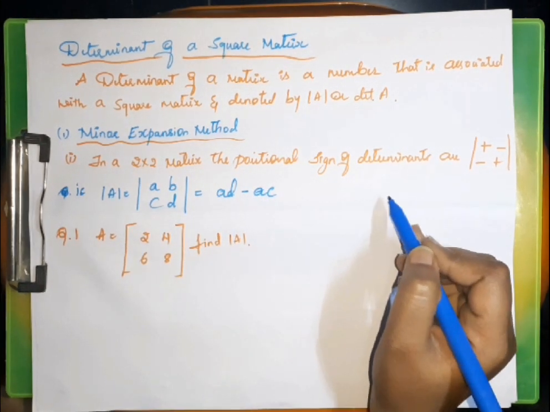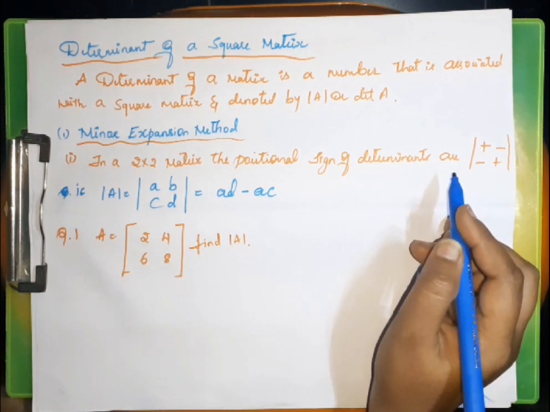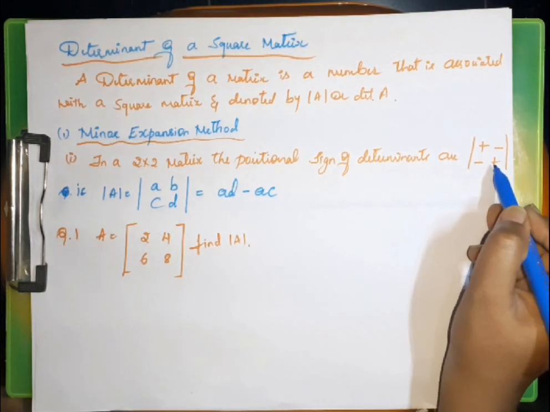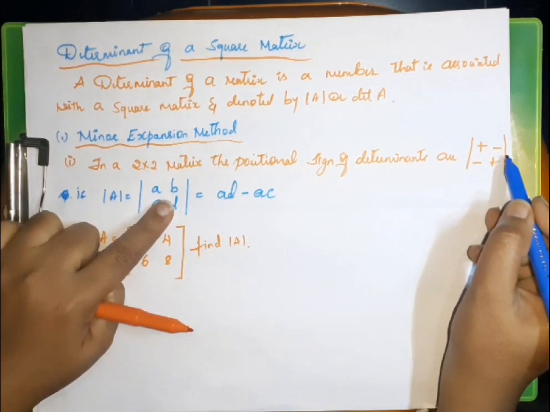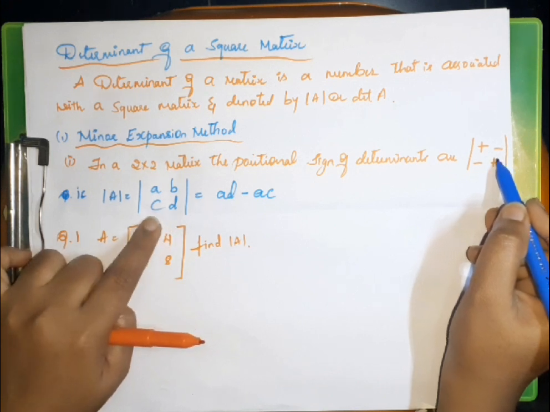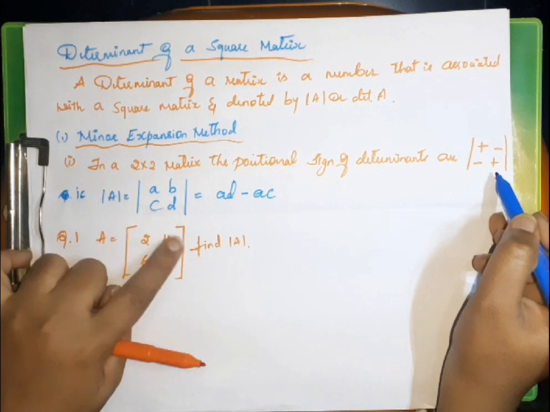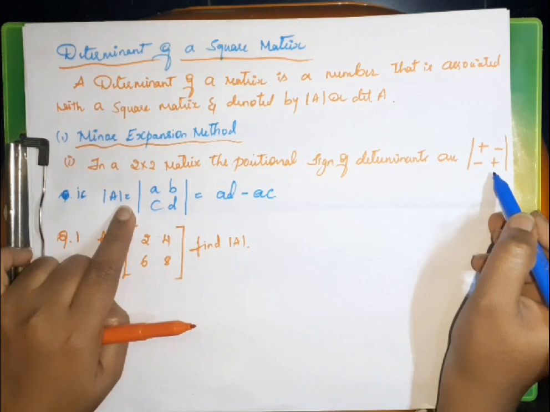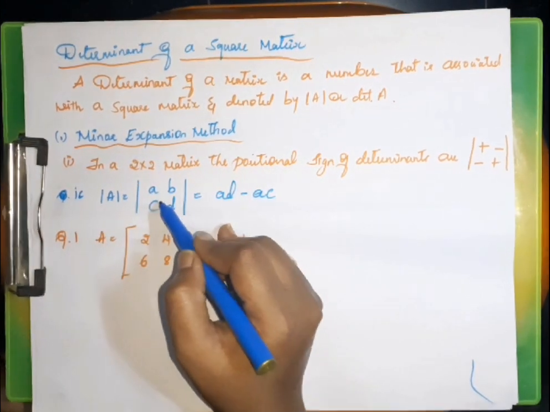The positional sign of the determinant for order 2 into 2 is plus, minus, minus, plus. That means the first element has a positive sign and the second element has a negative sign. Again in the second row, the first element is negative and the second element is positive. This is how it will come. When it comes to order 2 into 2, if we have 4 elements, we have to cross them.